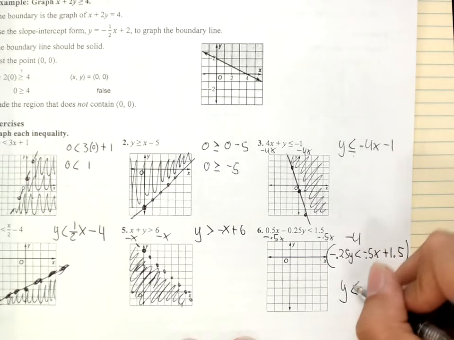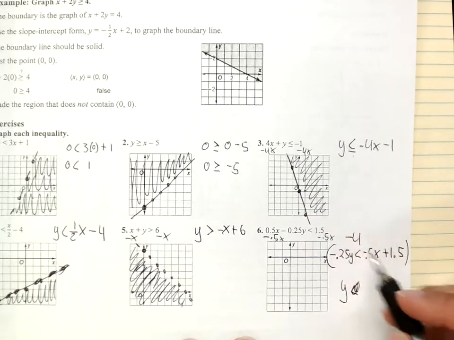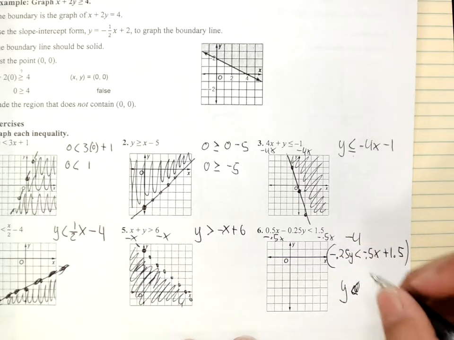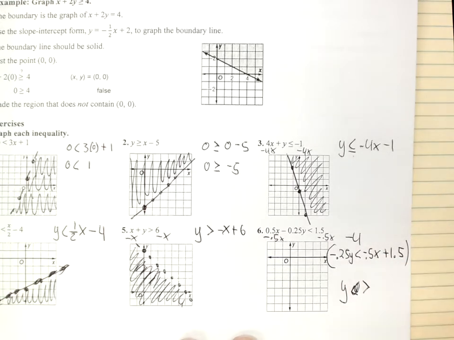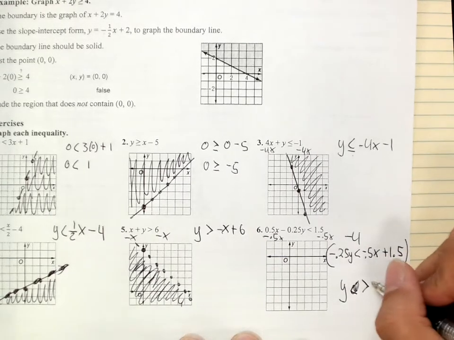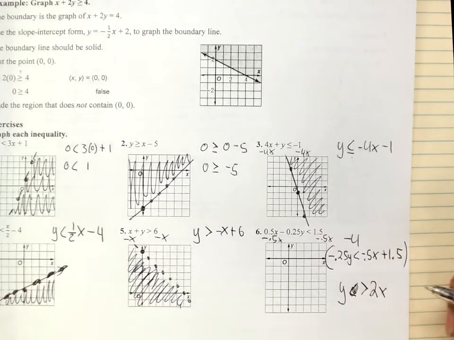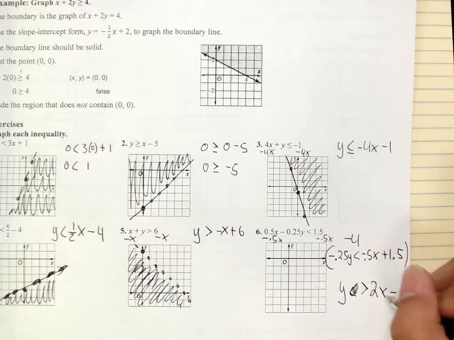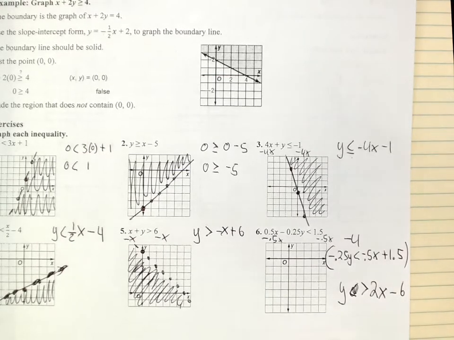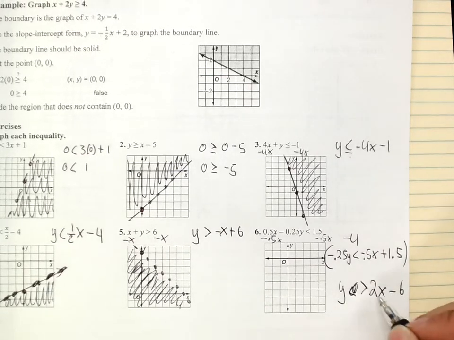Ooh, sorry, forgot to flip my sign. Multiplying by and dividing by a negative, you're going to flip your sign, right? Flip your sign. This is going to turn to 2. And you get a minus 6 over here. So flip your sign, y is greater than.